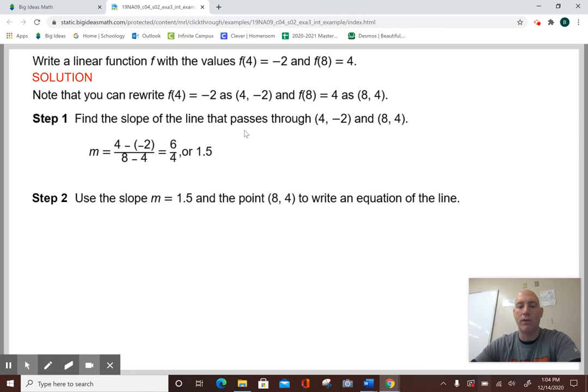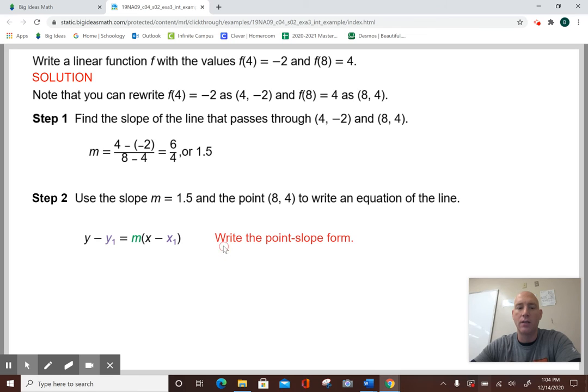I wouldn't use 1.5. It's a slope. So leave it as 3/2, okay? The book's going to use 1.5. Most math teachers would tell you to not do that. But we have our slope, and then you want to pick a point. I probably would have picked (4, -2), but you can use (8, 4). You can use either point.